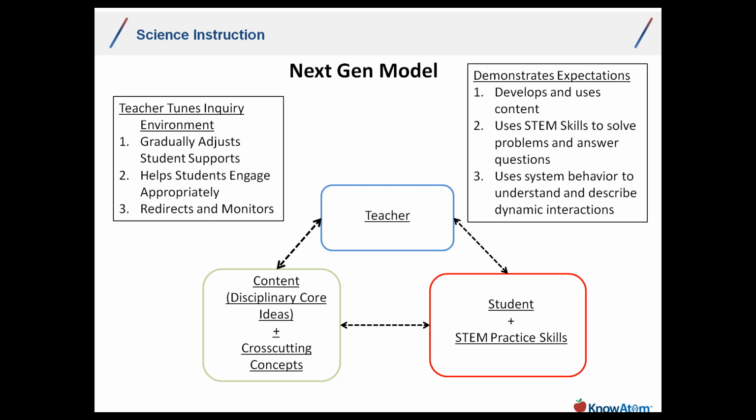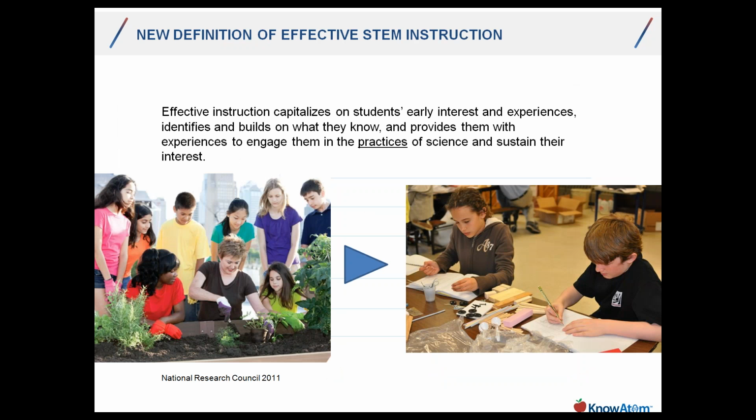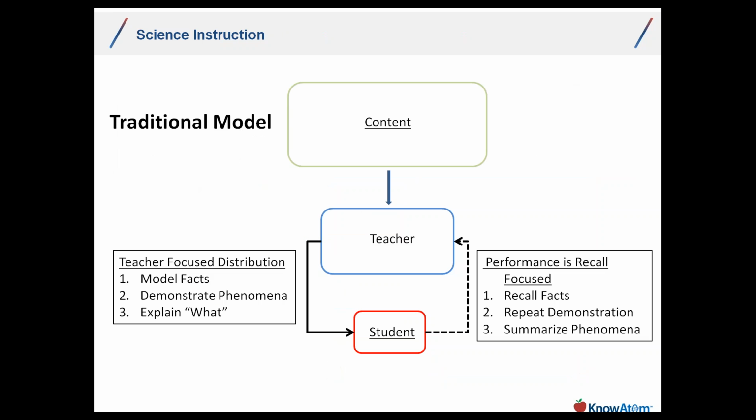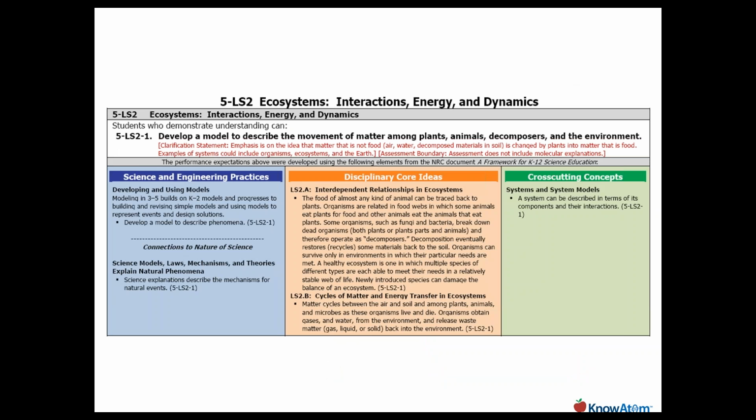So to function appropriately in this next generation environment, students have to develop and use the content. They have to use their skills to answer questions and solve problems. They also have to be able to describe and analyze and evaluate contexts based on how content interacts. And so that's very, very different. It's not simply giving back what was shown and not simply recalling facts or phenomena. It's not enough. It's lower order thinking.